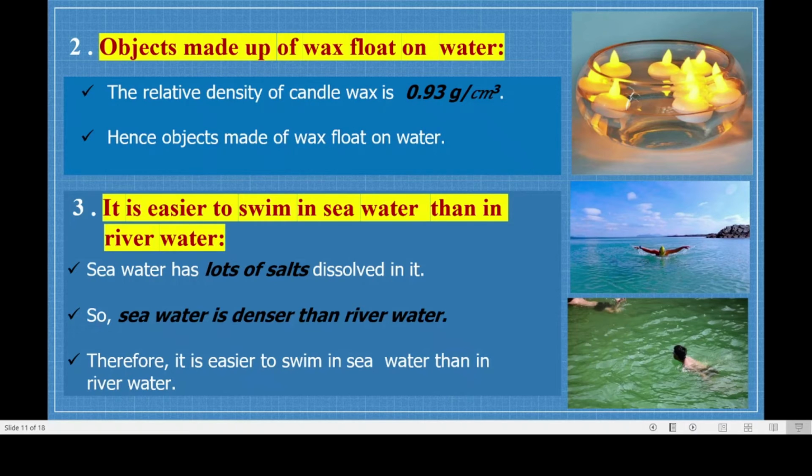And third one is, it is easier to swim in sea water than in river water. Sea water has a lot of salt dissolved in it. So sea water is denser than river water. Therefore it is easier to swim in sea water than in river water.